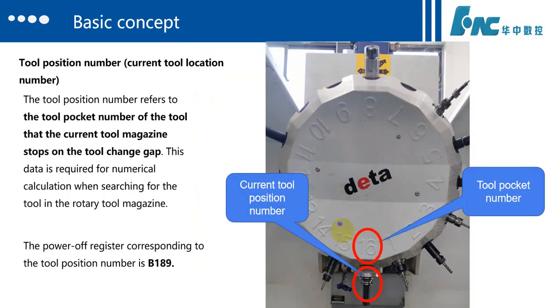The third is tool position number, current tool location number. The tool position number refers to the tool pocket number of the tool that the current tool magazine stops on the tool change gap. This data is required for numerical calculation when searching for the tool in the rotary tool magazine. The power off register corresponding to the tool position number is B189.